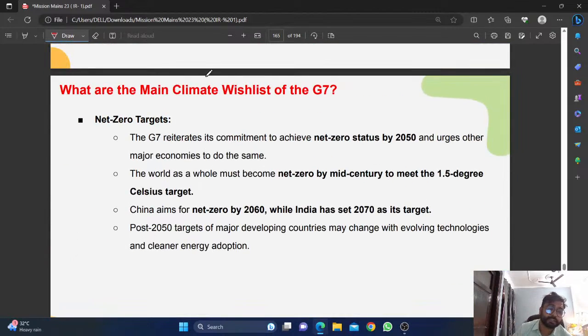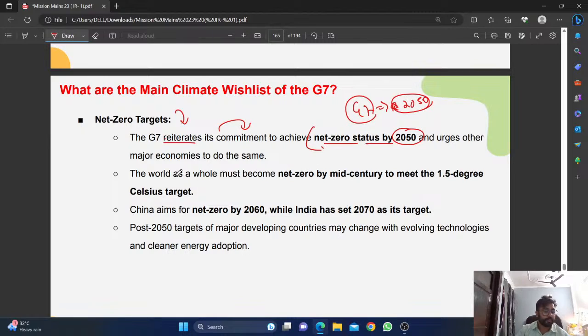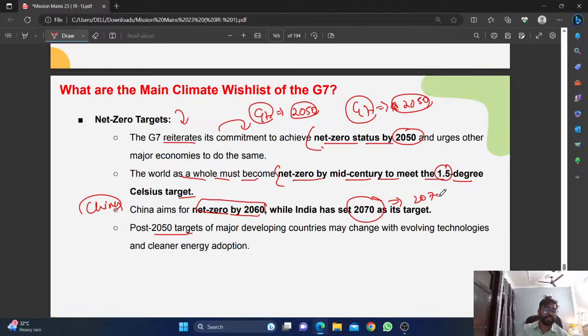Then the next target is net zero. The G7 nations reiterate their commitment to achieve net zero status by 2050. So all G7 will result in net zero by the year 2050. Then the world as a whole must become net zero by mid-century so that they can meet this target. All major players in the world right now have a net zero target of 2050. China has a net zero target of 2060, whereas India has a net zero target of 2070.